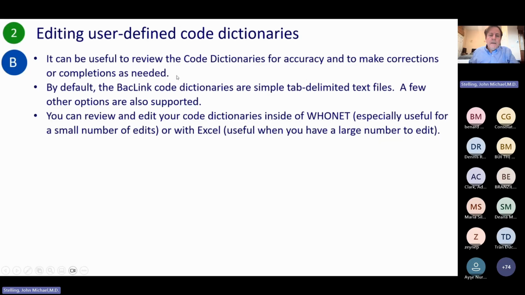So it can be useful to review the dictionaries, to fix mistakes, to make sure it's complete, to edit it. By default, these are simple text-delimited, tab-delimited files. So you can review and edit these files inside of BacLink. I wrote WHONET, I meant BacLink. And I showed you that earlier. I edited the locations inside of BacLink. Or I can do it with Excel.